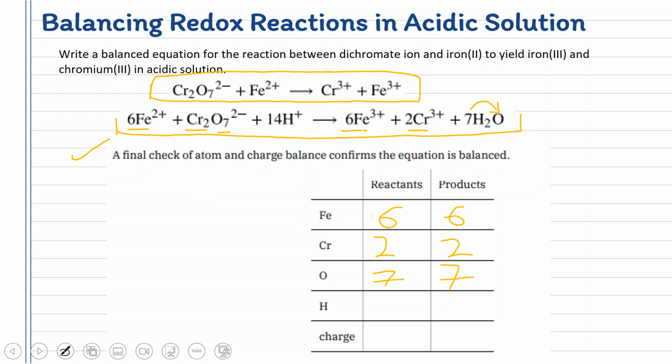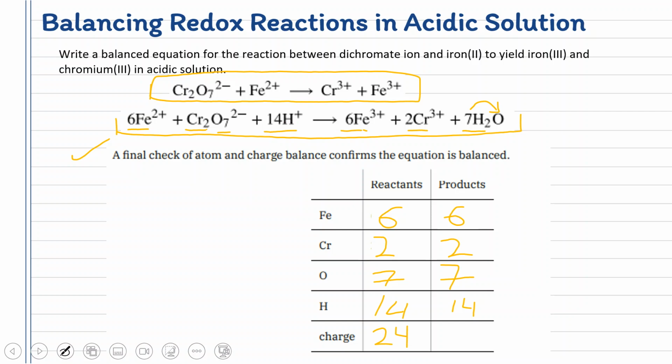Hydrogen, we have 14 hydrogen here. 7 times 2 is also 14. So we have 14. Let's look at the charges on the left. The charges on the left, we have 6 times 2. So 6 times 2 gives you 12 here. 12 minus 2 gives you 10. Then now 10, 14. So 10 plus 14, that gives you 24.